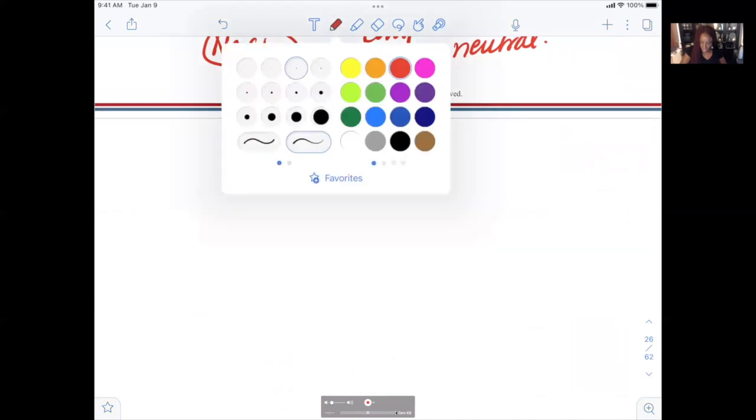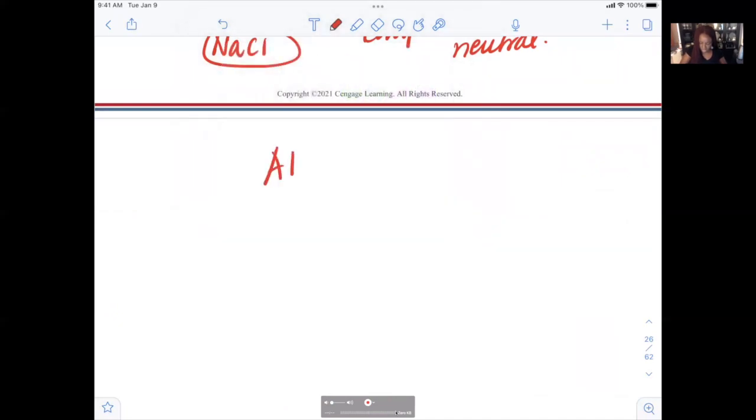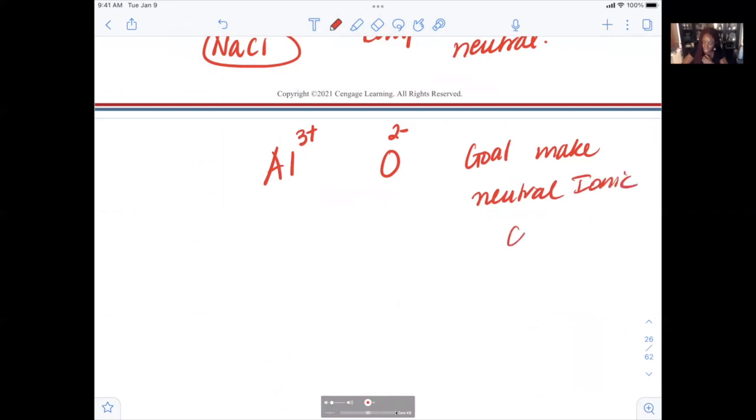For example, let's look at aluminum and oxygen. Aluminum, being in group 3, forms a charge of 3+. Oxygen, being in group 6, forms a charge of 2-. Our goal is to make a neutral ionic compound. It has to be neutral, and it's ionic because we're using ions to make the compound. The neutral part is implied, okay?